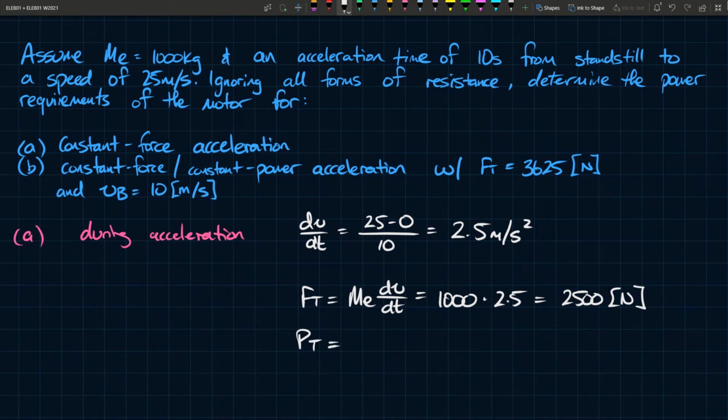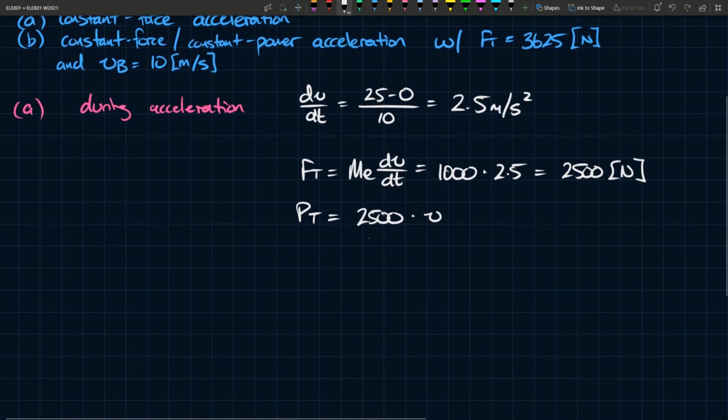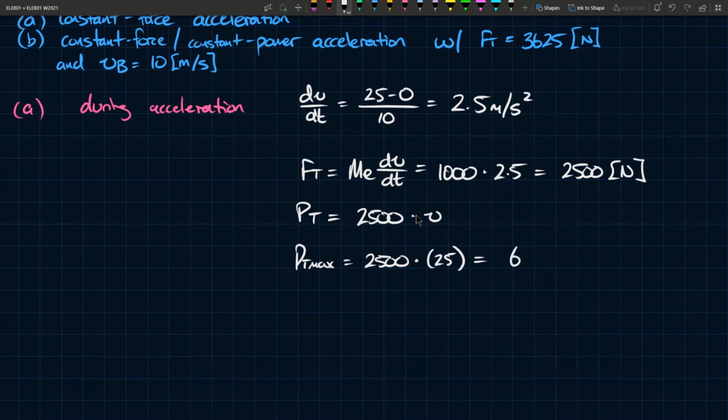Next we have the power. What power do we need to exert this force to reach this speed? This will be 2,500 times v. In the maximum case, you would have 25 as your speed. So once you get to steady state speed, P max will need to be 2,500 times 25, the fastest we want to go, meaning the maximum power you'll need is 62.5 kilowatts.